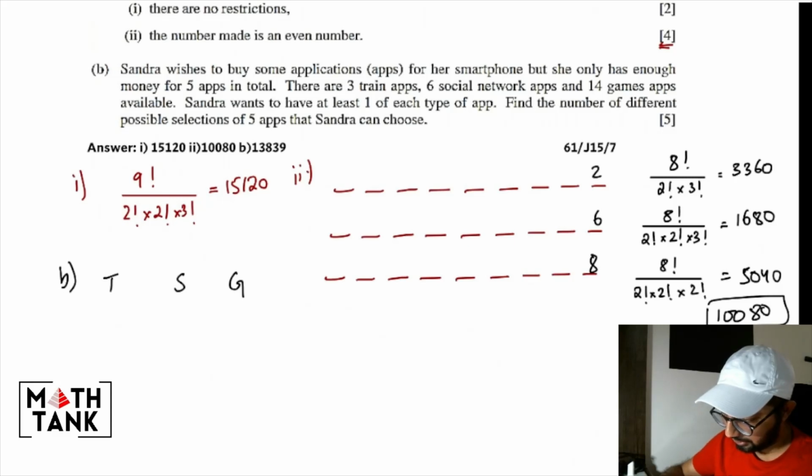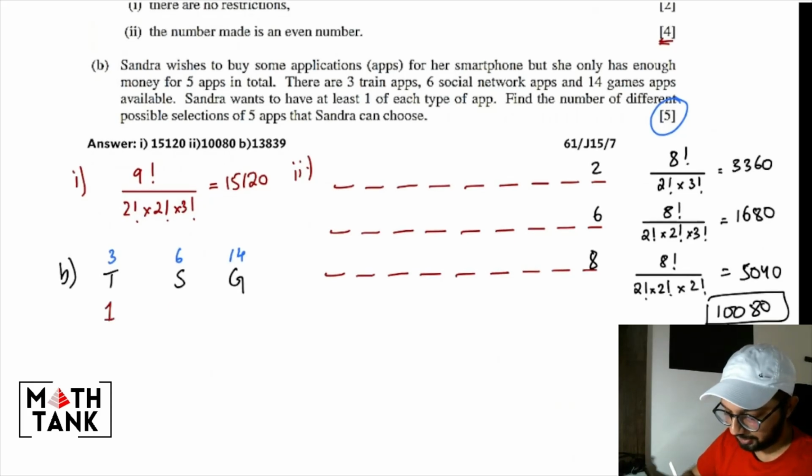And let's try to do this. There are 3 train apps, 6 social apps, and 14 game apps. So what I'm going to do is create a lot of cases here because it's 5 marks. I'm going to say that I start off with 1 train app, 1 social networking app, and I have space for a total of 5 apps. So I'm going to buy 3 from here. Then I change this middle number, and I buy 2 from here and then 2 from here. Then I go on and buy 3 from here and 1 from here.